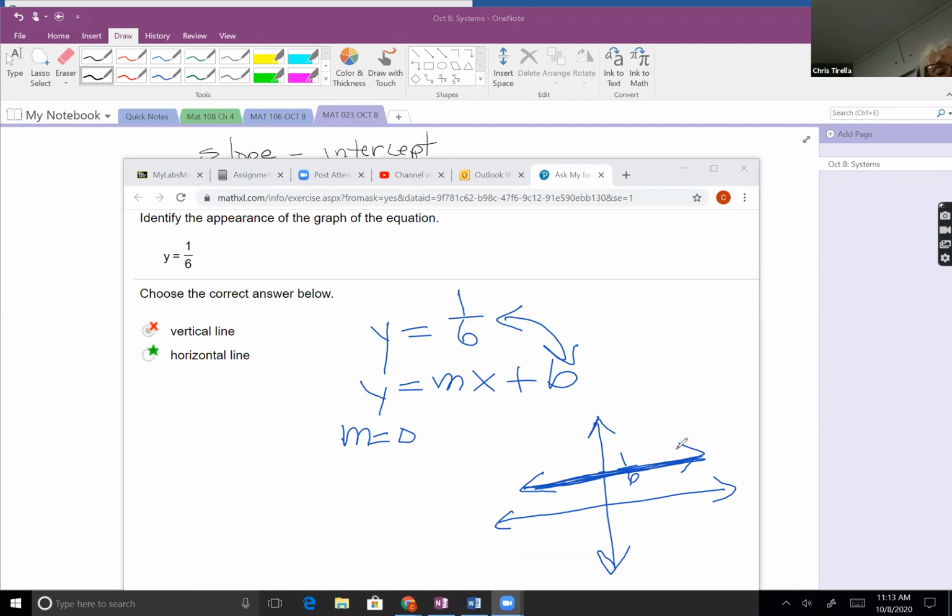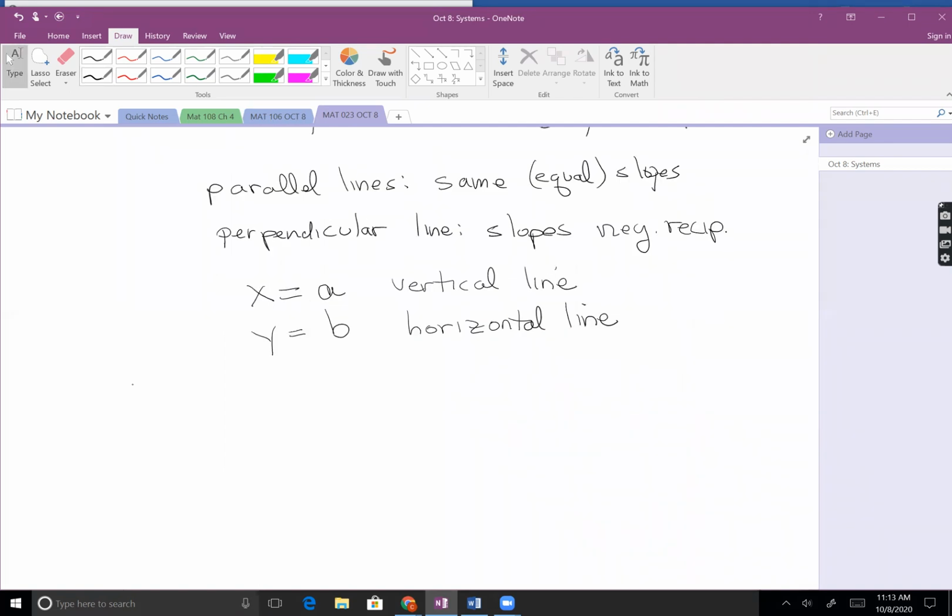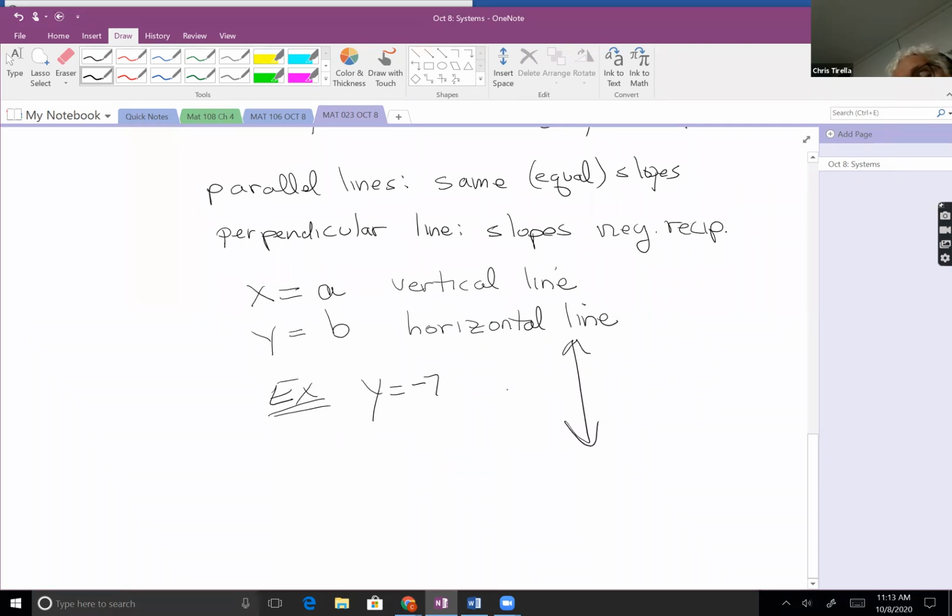If I have an equation, let's say, for example, y equals -7, because it's y equals, the slope is 0, and it's just going to be a horizontal line that goes through -7 on the y-axis, and all the points that have a y value of -7 will be on that line.